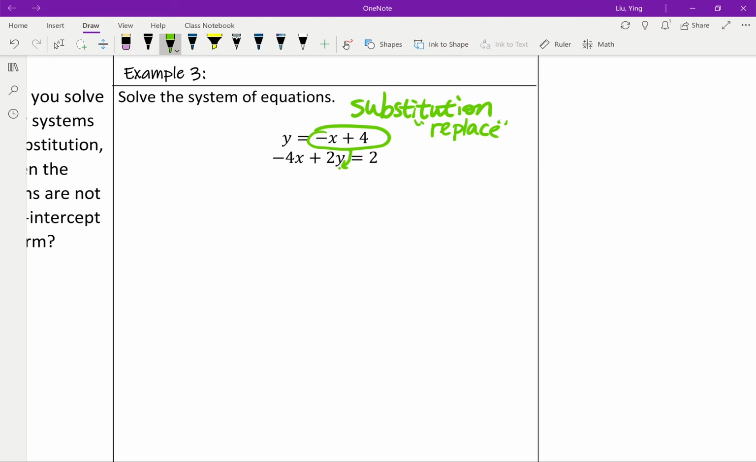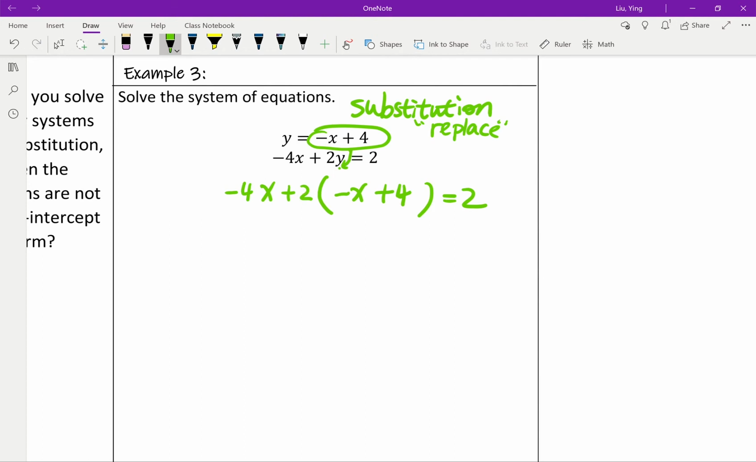So here's how we're going to do it. Instead of negative 4x plus 2y, we're now going to say negative 4x plus 2 times this whole thing that's circled, because negative x plus 4, this whole thing, is the same thing as y. It's like when you're playing soccer and you get hurt and you need somebody to sub for you. It's the same thing. So that's how we replace the y, and then the right hand side is still equal to 2. So we're just rewriting this second equation with the substitute of y instead.